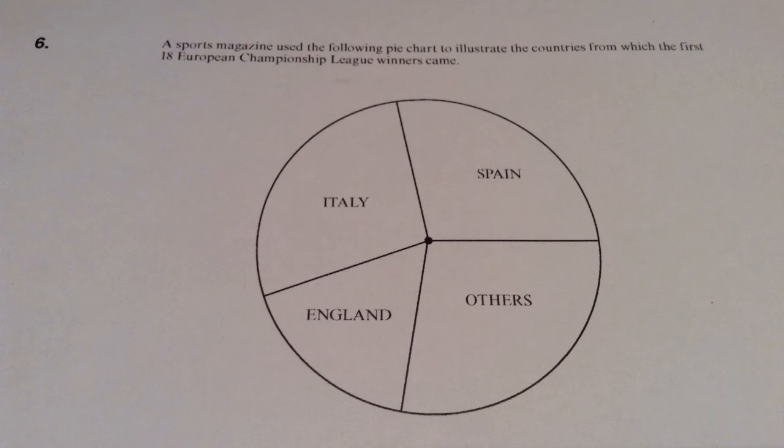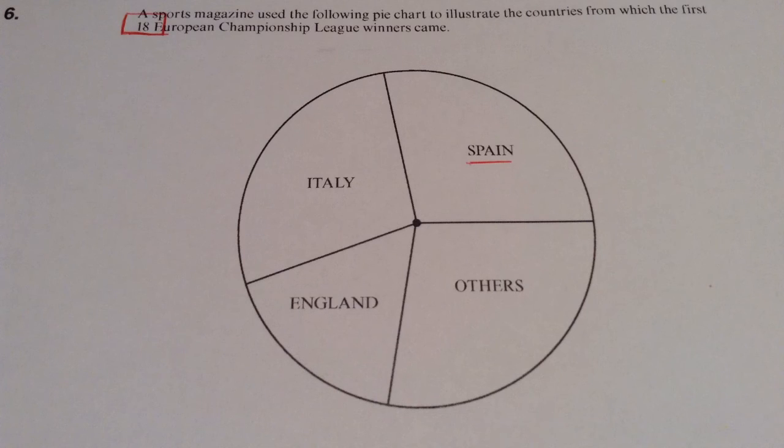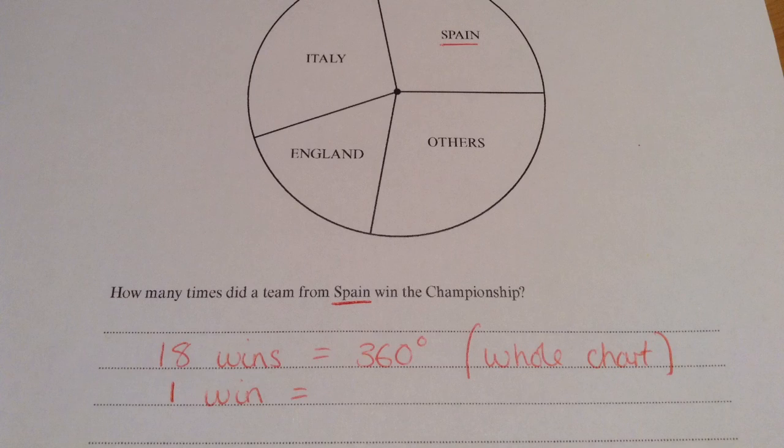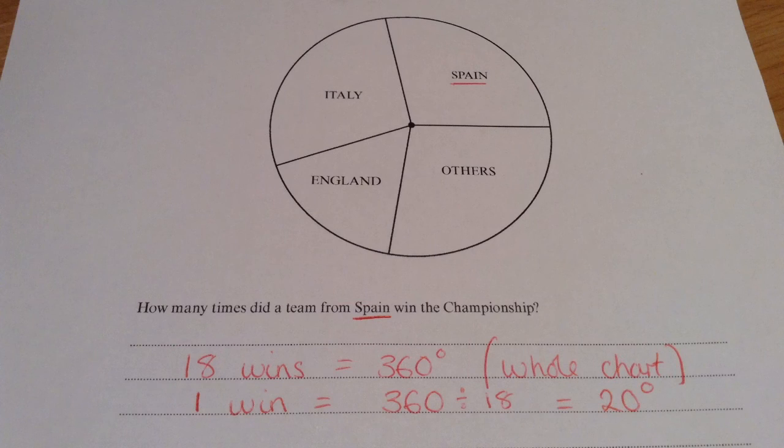For this question, we are looking at 18 European Champions League winners and the countries that they come from. Now, in the question it tells us we've got those 18 winners, so we know that this whole pie chart represents 18 teams, or 18 wins actually. So, we've got 360 degrees representing 18 wins. If we divide 360 by our 18, then we will find that one win is worth 20 degrees on the pie chart.